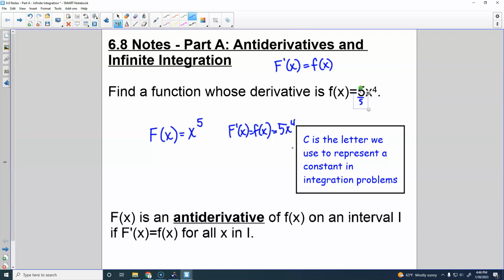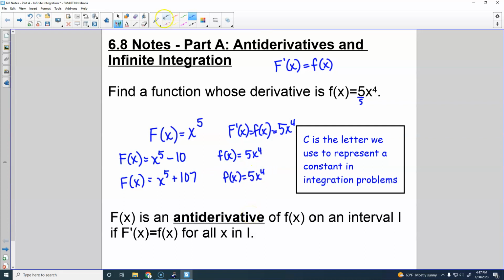But there are a lot of other possibilities. In fact, there's infinite possibilities because there are many other functions that also have the same derivative. For example, f of x could be x to the fifth minus 10. The derivative of this would still be 5x to the fourth, because the derivative of that minus 10 would just be 0. I also could have f of x equals x to the fifth plus 107. Still, my derivative here would be 5x to the fourth.